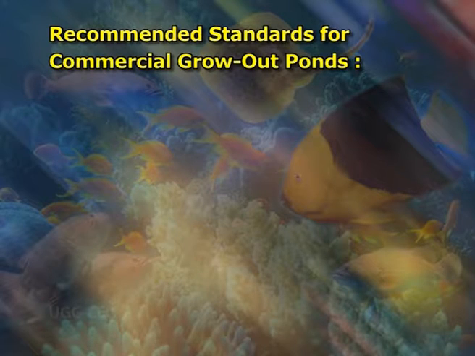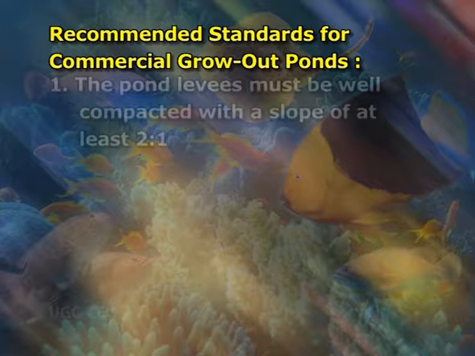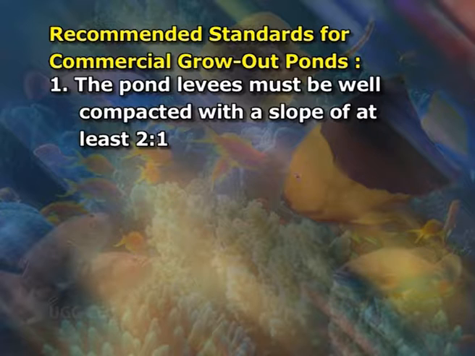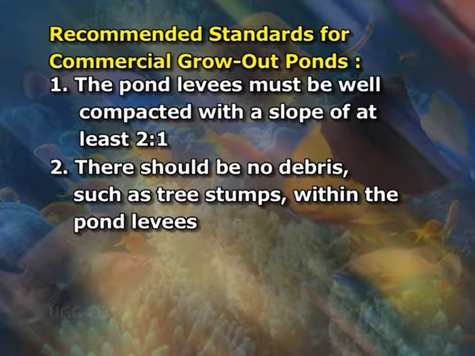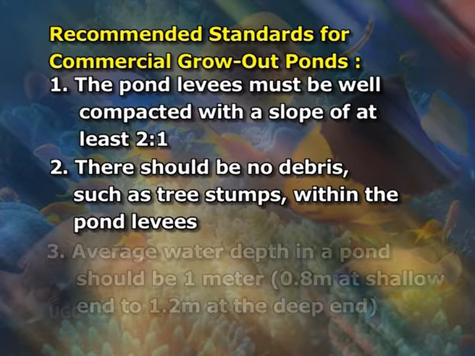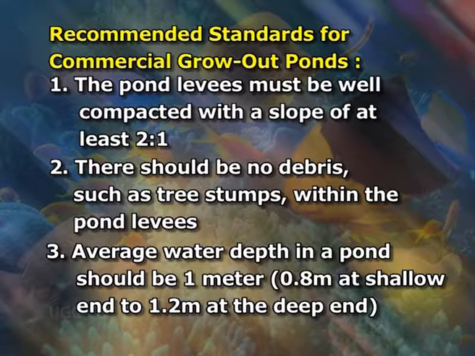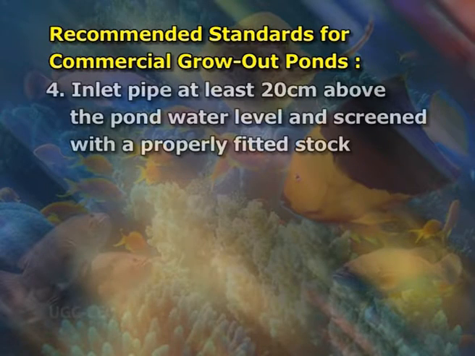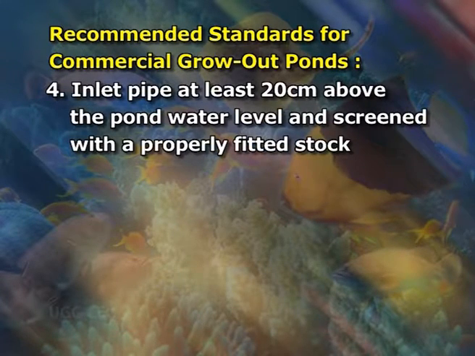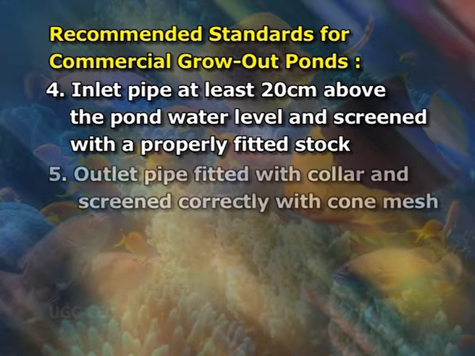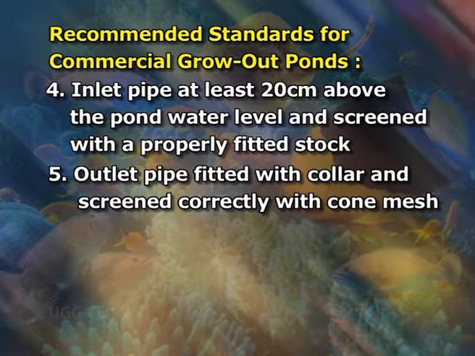Recommended standards for commercial grow out ponds are: the pond levees must be well compacted with a slope of at least 2:1. There should be no debris such as tree stumps within the pond levees. Average water depth in a pond should be 1 meter, 0.8 meter at the shallow end to 1.2 meters at the deep end. Inlet pipe at least 20 centimeters above the pond water level and screened with a properly fitted sock. Outlet pipe fitted with collar and screened correctly with a cone mesh.